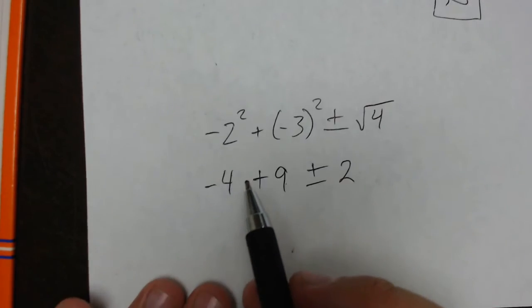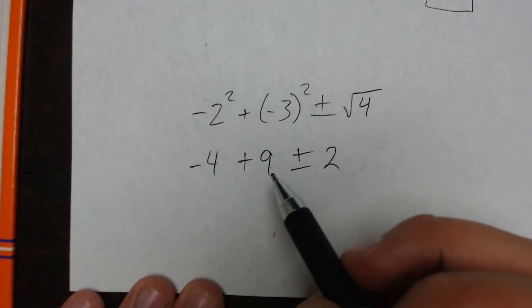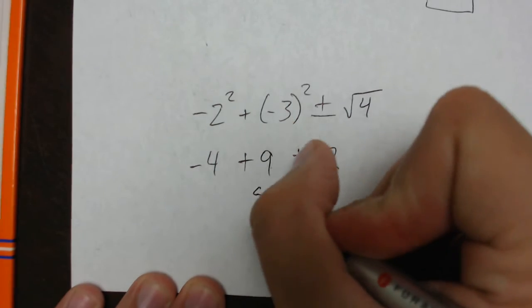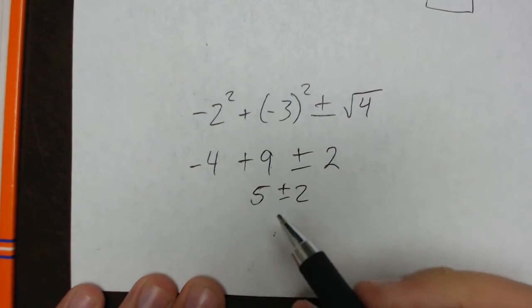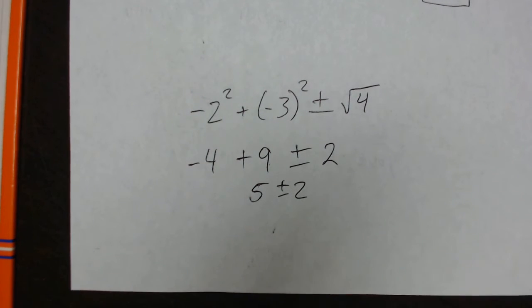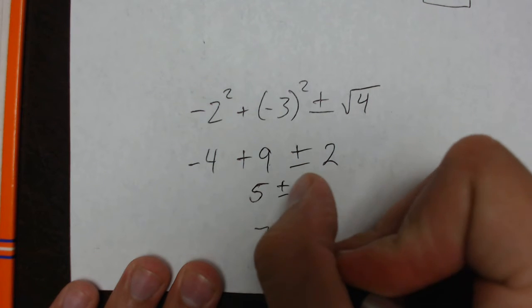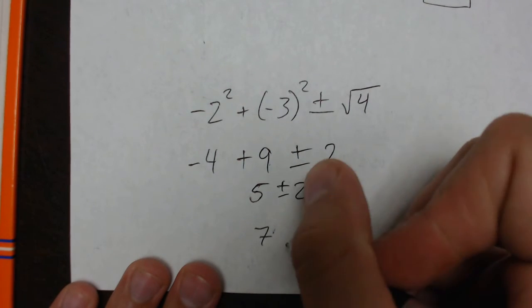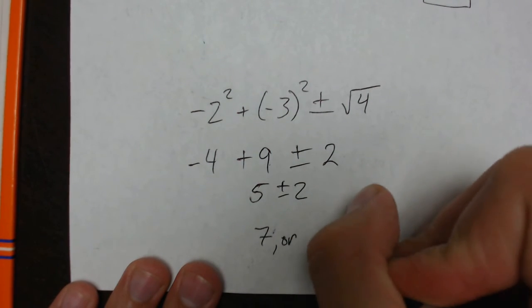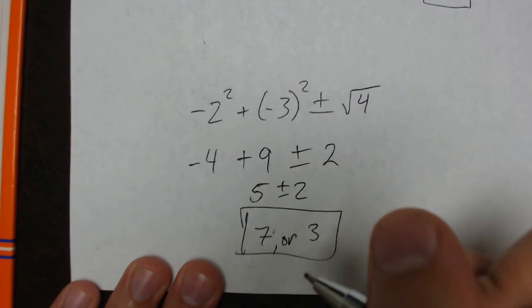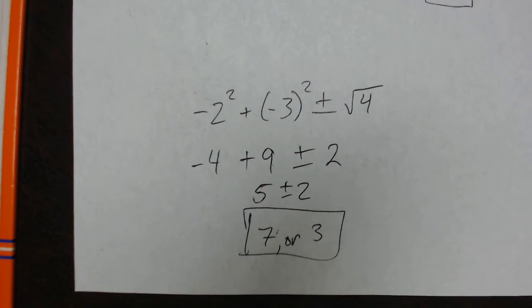So I'll go ahead and solve this from left to right. -4 plus 9 gives me 5, and then I have 5 plus or minus 2. Now how do I do plus or minus 2? It's very simple. You get 2 answers. So if I do 5 plus 2, my answer is 7. If I do 5 minus 2, my answer is 3. And you just write your answer as 7 or 3.